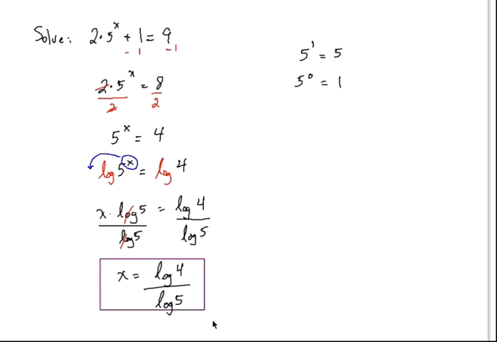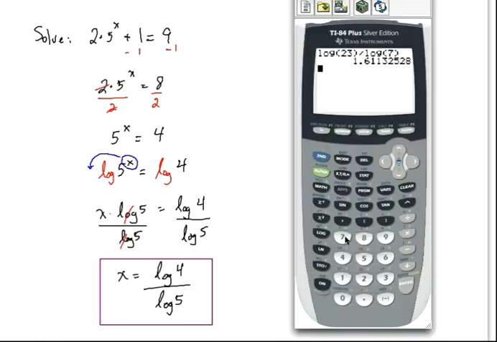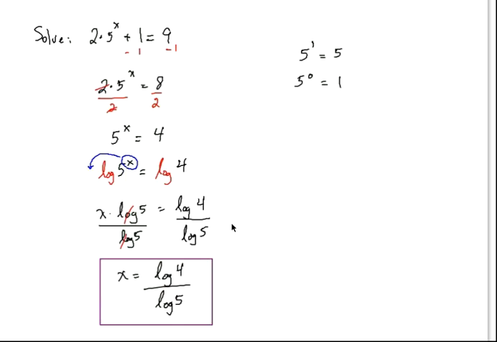So there should be my exact answer, and if I go to the calculator we can approximate this. Log 4 divided by log 5. And this is supposed to be between 0 and 1 according to my prediction, and this seems to be correct. I got 0.86. So there would be your rounded answer.